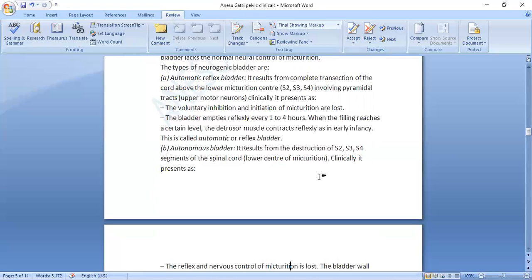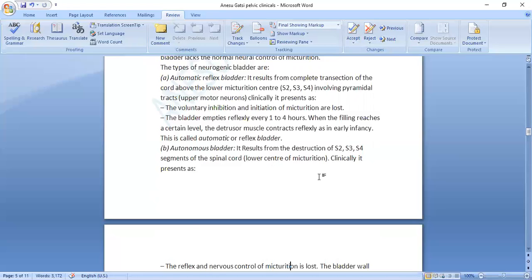So that means that if the bladder were to fill, it automatically contracts through its detrusor muscles, those three poorly delineated muscles, and then it just releases the urine. Then you have what you call an autonomous bladder, that is different now from an automatic reflex bladder.